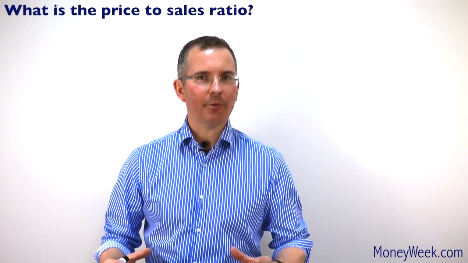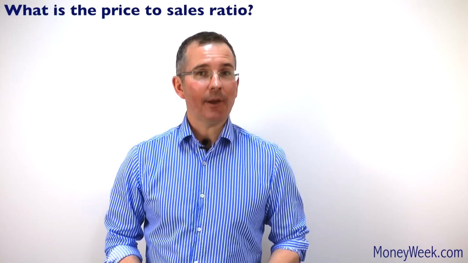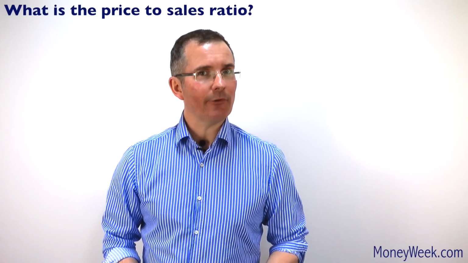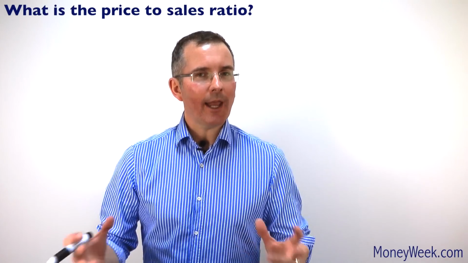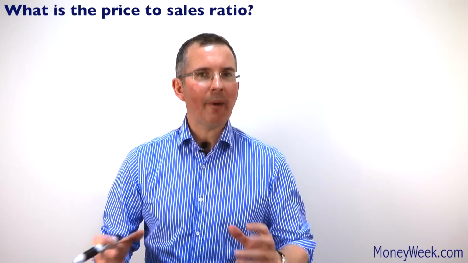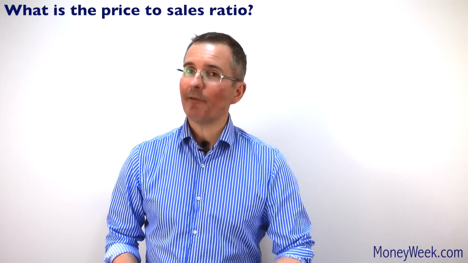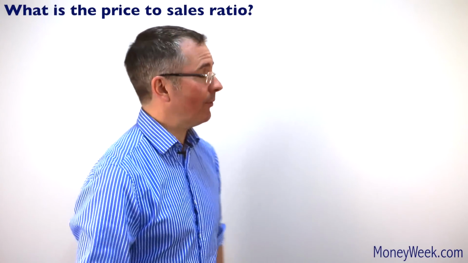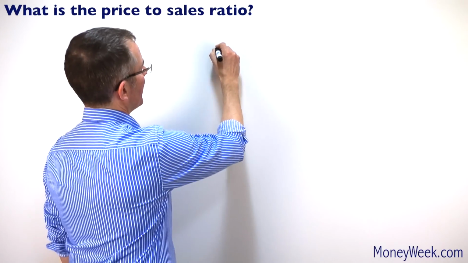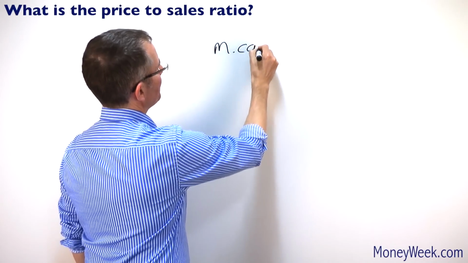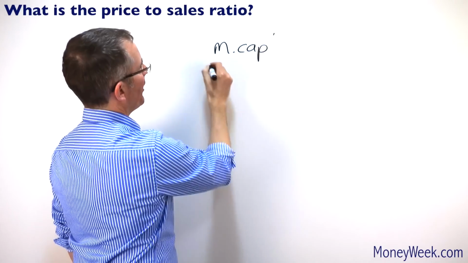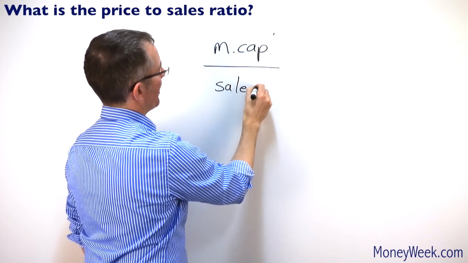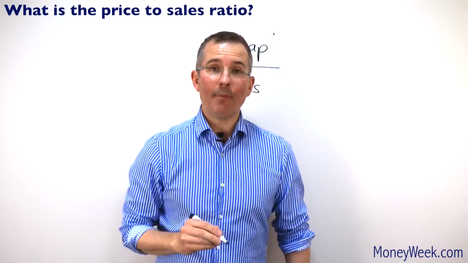So let's take a look at what the price to sales ratio is, how you calculate it, why its fans love it, and some of the downsides as well. So, how would you go about doing it? One of its great benefits is it's a nice, simple, clean ratio to number crunch. All you do is take the market capitalization, MCAP, of a firm and divide by 12-month sales, usually the last 12-month sales.